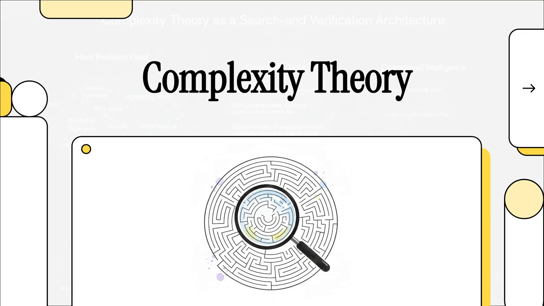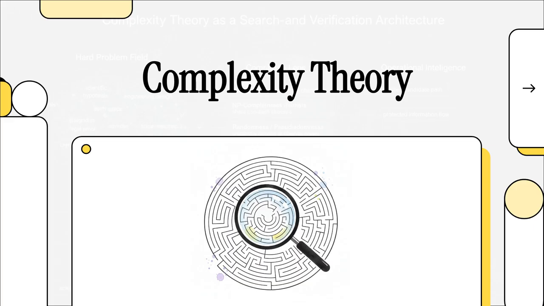Welcome to this explainer. Today we're going to do something really exciting. We are translating Avi Wigderson's theoretical landscape of computational complexity into a highly practical control architecture for the real world. We aren't just getting bogged down in abstract math today. Instead, we're looking at a fundamentally new way to navigate difficult problems.